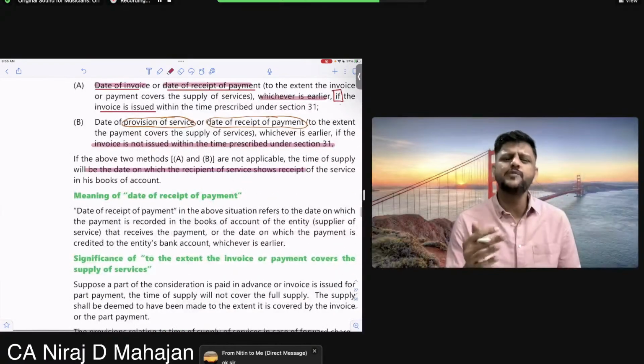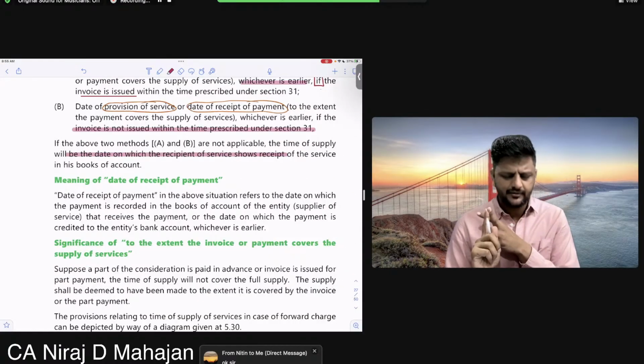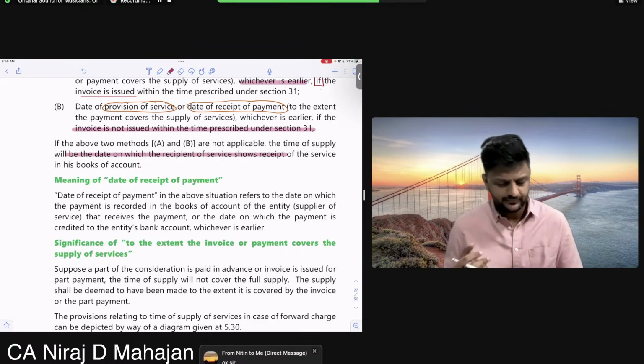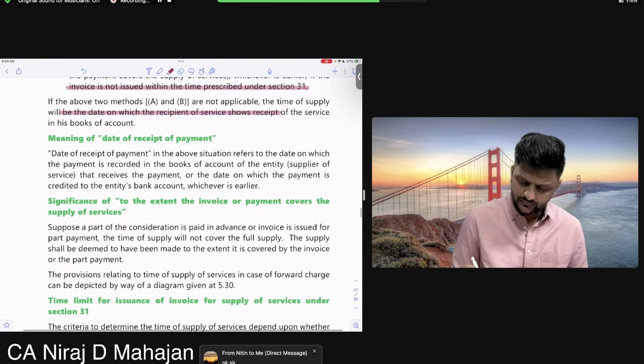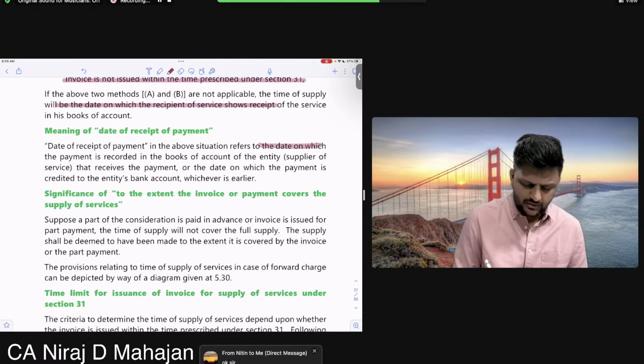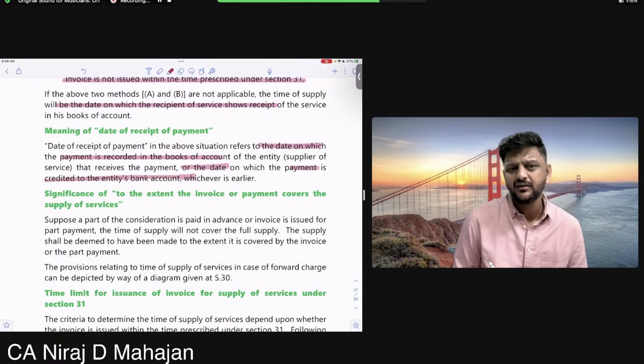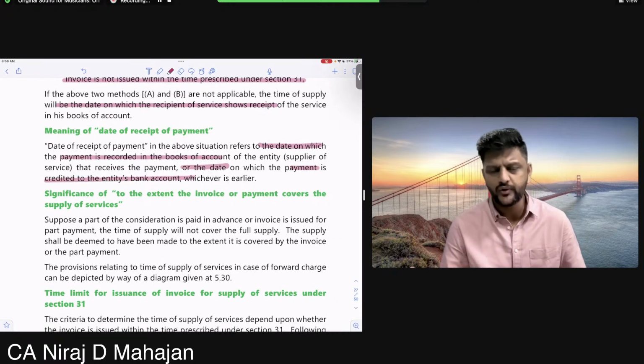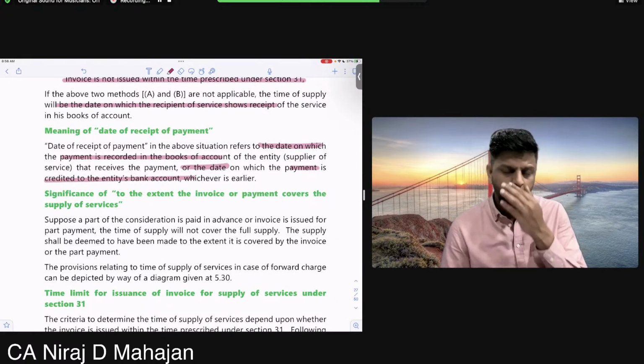Date of receipt of payment is always, bachcho, book entry or bank credit. Now you are talking of receipt, right? The date on which payment is recorded in the books, or the date on which payment is credited to the account. This is okay. I'm talking from the supplier's point of view. We are going to receive the money. We are not talking of RCM.